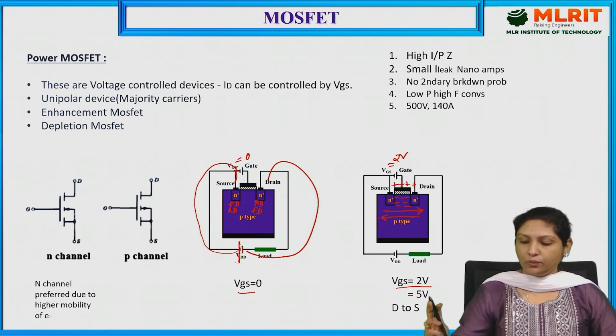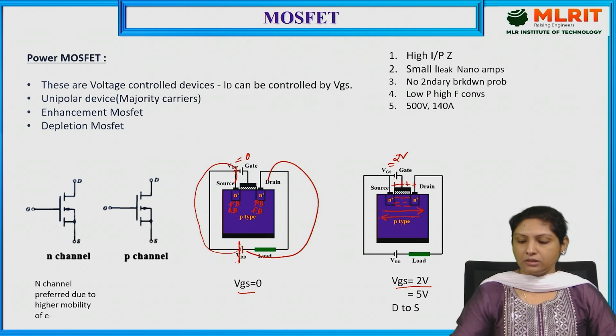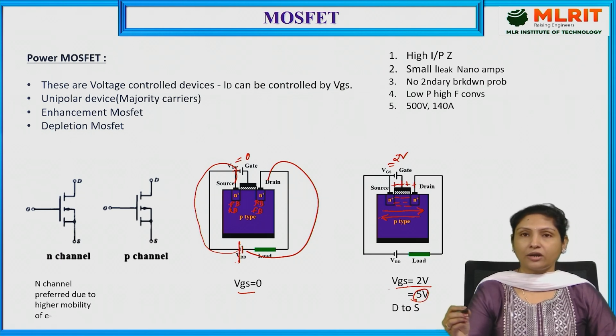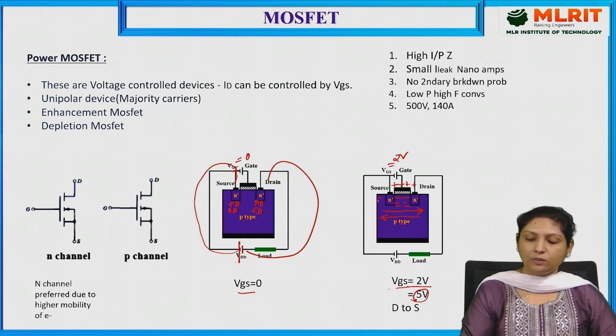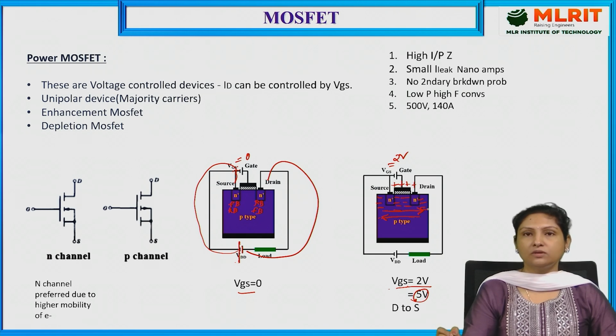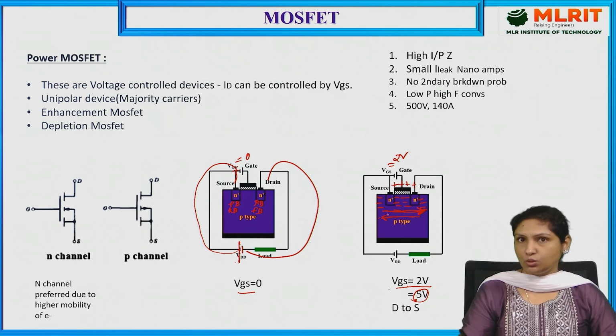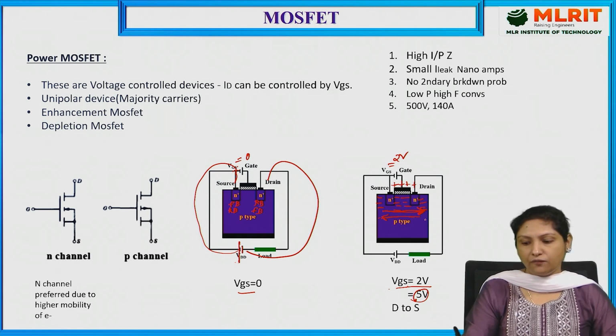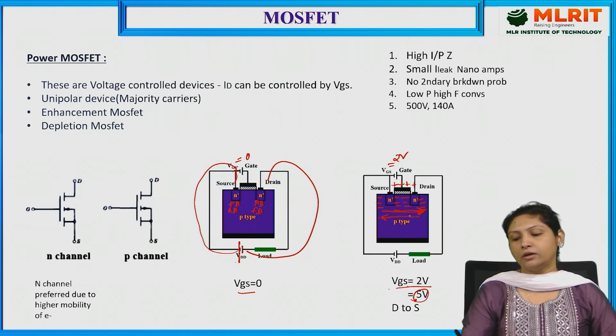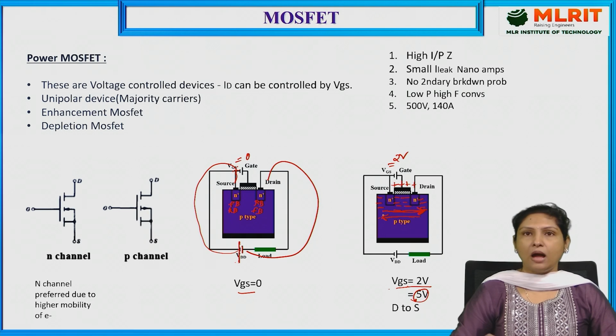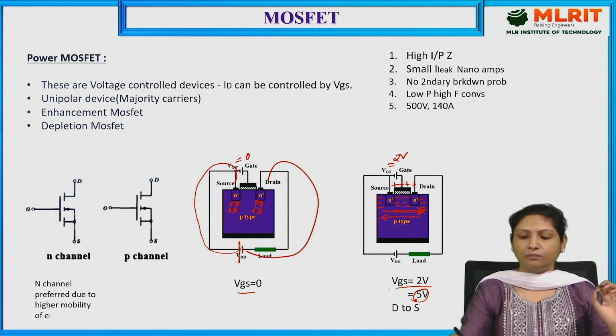And now let me further increase this gate to source voltage to about 5 volts. In that case, what happens? The number of electrons accumulated in this region increases, and because of which the electron movement further increases. As I told you, if electrons are moving in this direction, the current flow will be opposite to that of the electron flow, and that is the reason current is flowing in this direction. So ultimately, a current is flowing from the drain terminal to the source terminal in this direction.